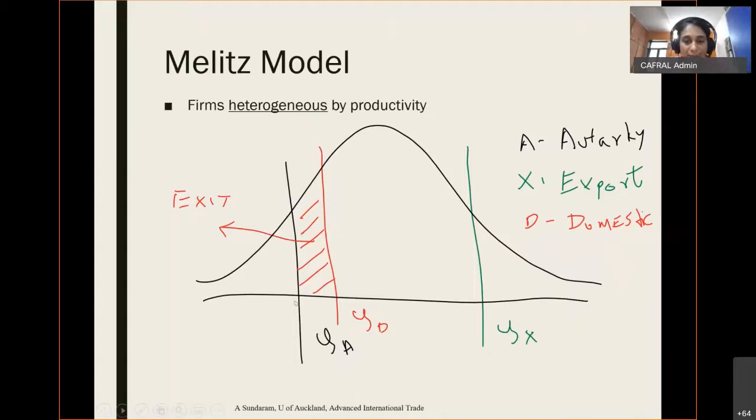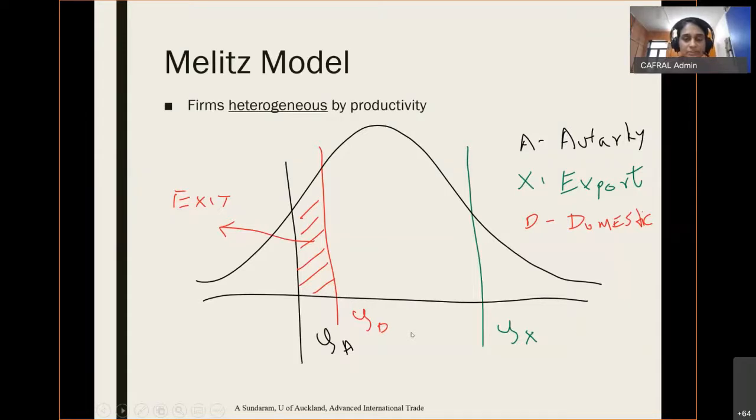The way that happens in the model is that this φ_A cutoff, the one we had before trade, is now going to shift to the right to φ_D, which means the productivity threshold to operate in the domestic market has gone up. The firms between φ_A and φ_D had earlier cleared the threshold and were producing and selling in the Indian market. But now, because the most productive Indian firms are exporting, these firms are no longer competitive enough, so some of the less productive firms that were earlier surviving are not going to survive anymore. Anything between φ_A and φ_D will exit.